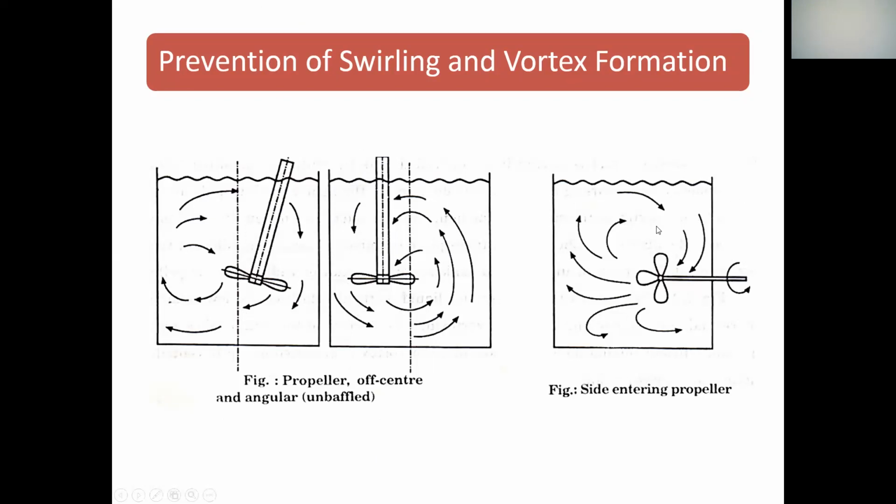The next important one is side entering. When you provide side entering for the container or vessel, see, again the vortex formation has been avoided, and also proper circulation has been observed for the liquid inside the tank. So these are the different ways to avoid the vortex formation. You can put the baffle, or you can off-center the impeller, and another way is you can have side entering for the container.